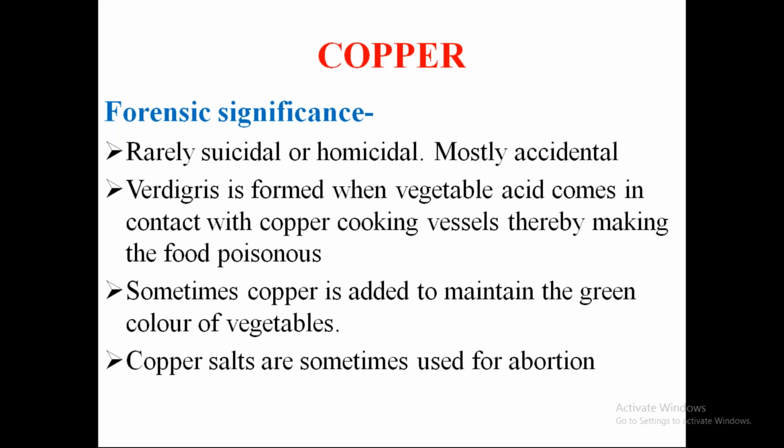Verdigris is formed when vegetable acids come in contact with cooking vessels, thereby making the food poisonous. Sometimes copper is added to maintain the green color of the vegetables. We know that. And copper salts are sometimes used for abortion. So these are some of the forensic significance, mostly accidental. It can be vegetable poisoning, can be used as an abortifacient, and it can come from prolonged cooking in copper containing vessels. So that's all for copper poisoning.